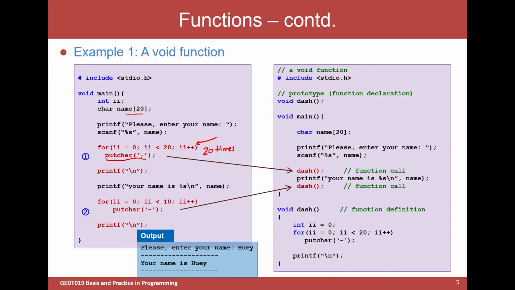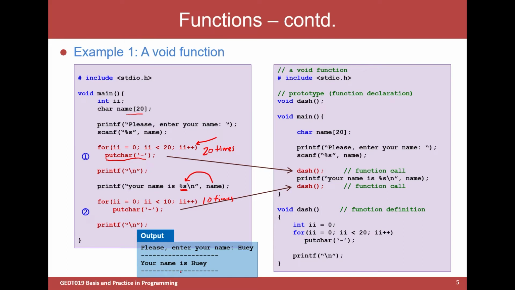What this line is doing is just printing a dash. So it will do something like this: dash, dash, dash, 20 dashes. And then after that, we will print a new line. Then it will print "your name is", and then the string from the name array, which we read from the keyboard. And then we make a loop again one more time, and this time it will be 10 steps, from 0 to less than 10, so it will execute 10 times.